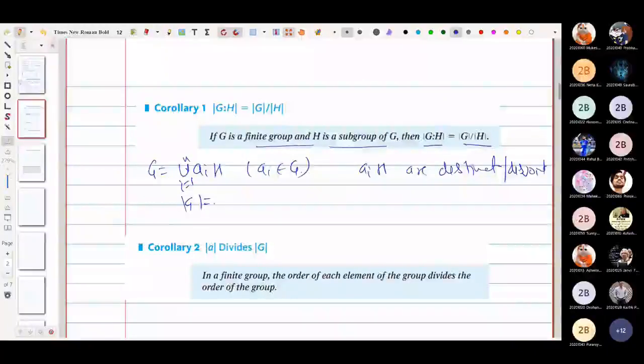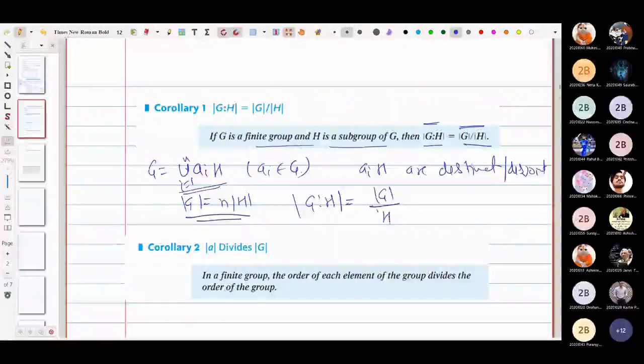So the order of G equals n times the order of H, where n is the number of distinct cosets. So we are counting the number of distinct cosets of H in G. They are denoted by this symbol. We write G colon H, and this equals the order of G divided by the order of H. So you should remember that this equals the number n.